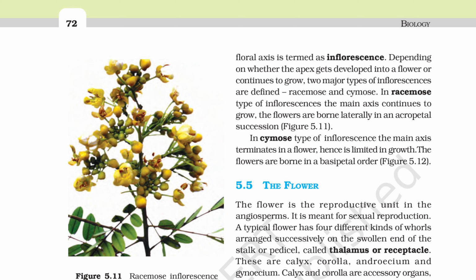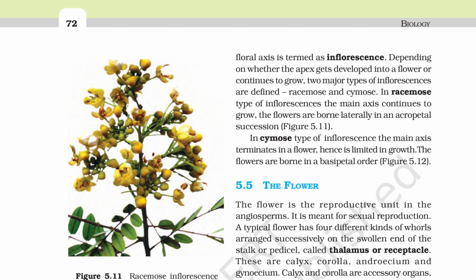Depending on whether the apex gets developed into a flower or continues to grow, two major types of inflorescences are defined: racemose and cymose. In racemose type of inflorescences, the main axis continues to grow, the flowers are borne laterally in an acropetal succession. In cymose type of inflorescence, the main axis terminates in a flower, hence is limited in growth, the flowers are borne in a basipetal order.